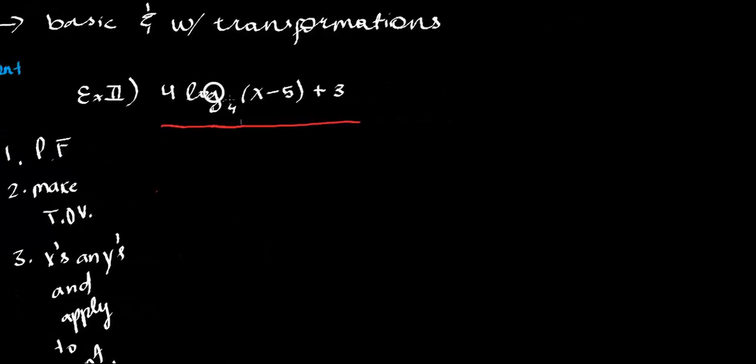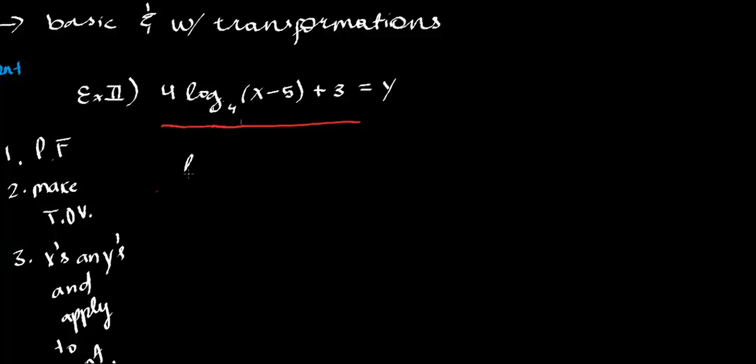So we got 4 log base 4 of (x minus 5) plus 3 equals y. Okay? Or this could be here, it doesn't matter. Alright, so first things first, let's find out what the parent function is. Well, technically in log form, we eventually want to change it to exponential form. But first, let's understand how it looks in log form. So the basic parent function for logs is this.